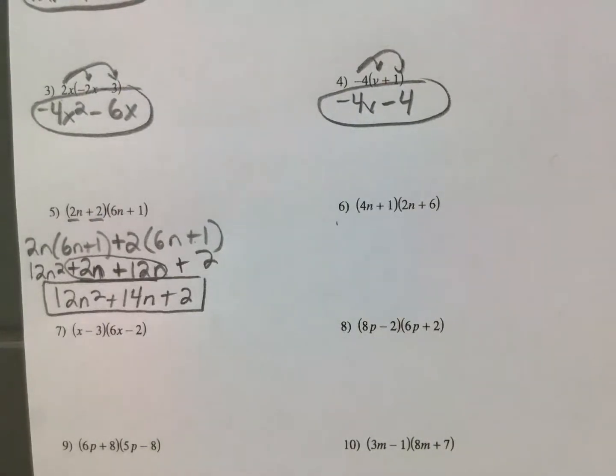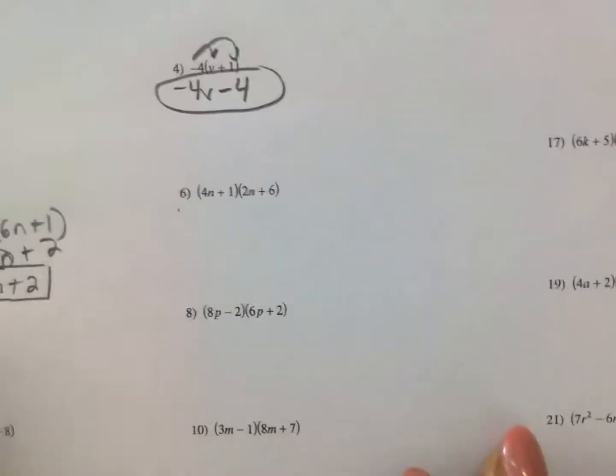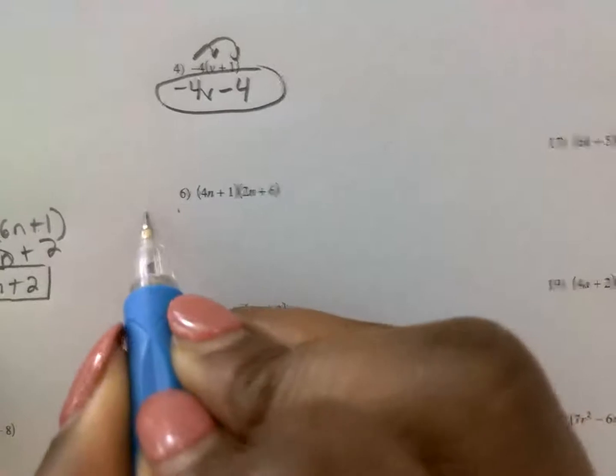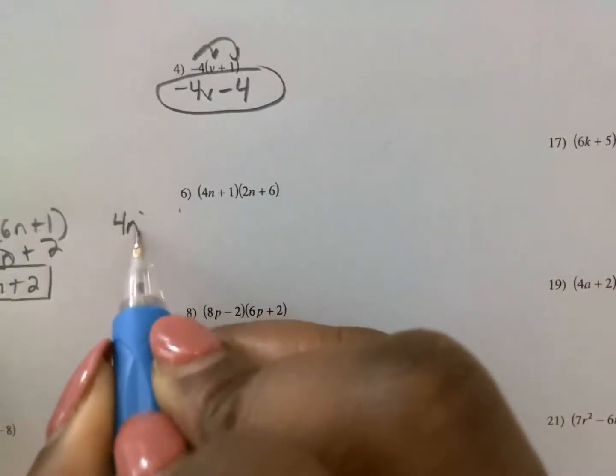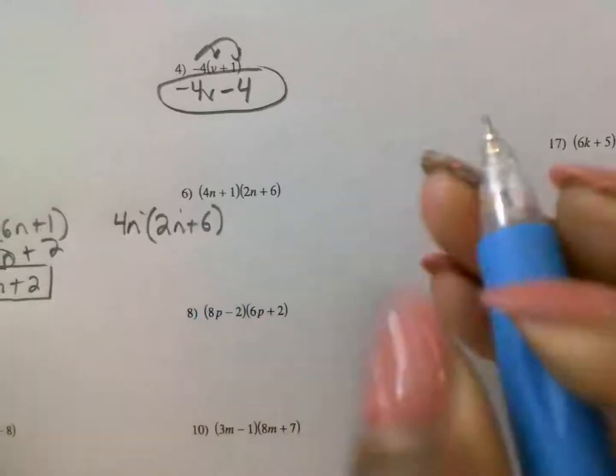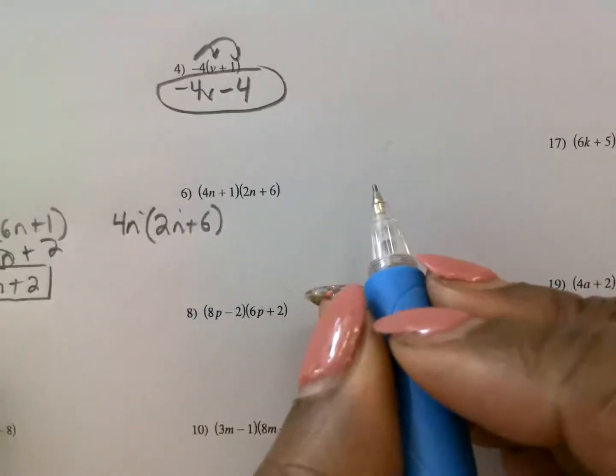All right, so let's see. Can someone explain what to do? What are we going to do first? Go ahead, Caitlin. Okay. So you take your 4 and you use distributive property and you multiply it to 2n and 6. 2n plus 6. Good job. And so you get Wait.